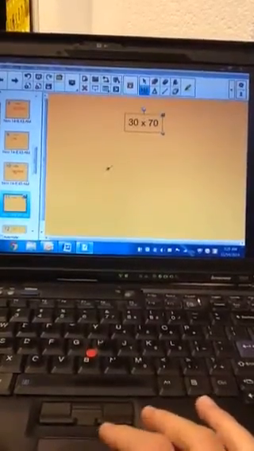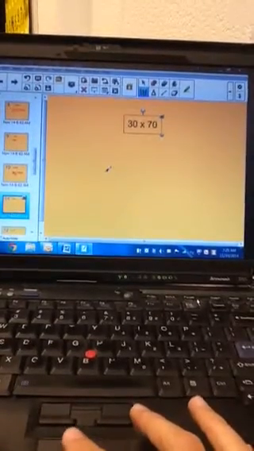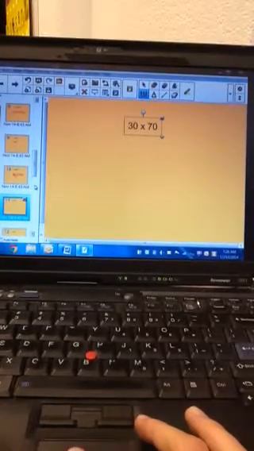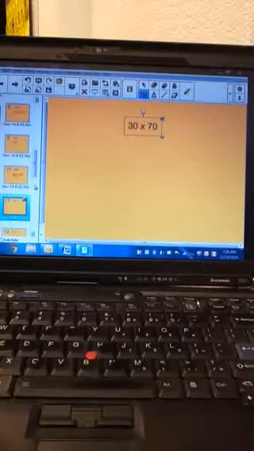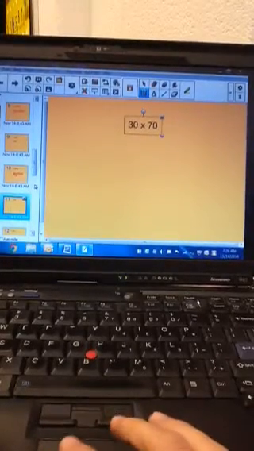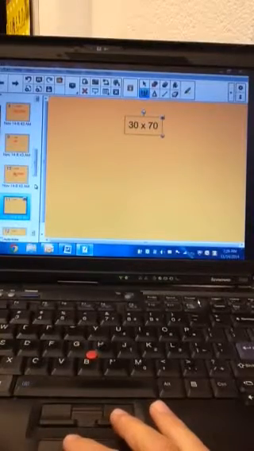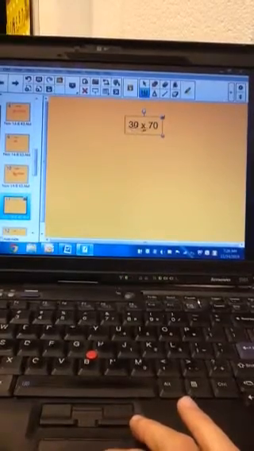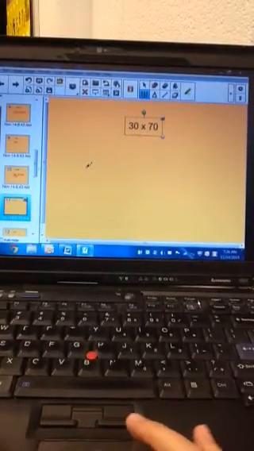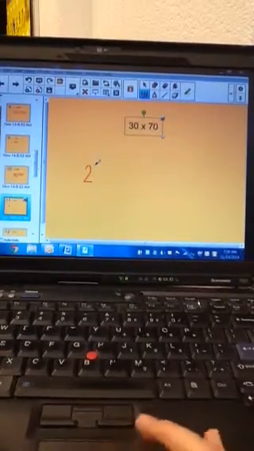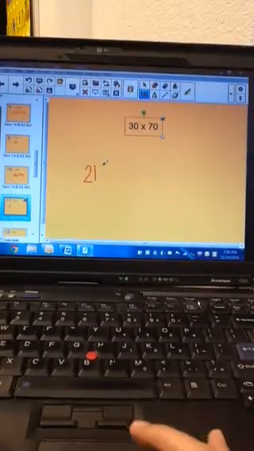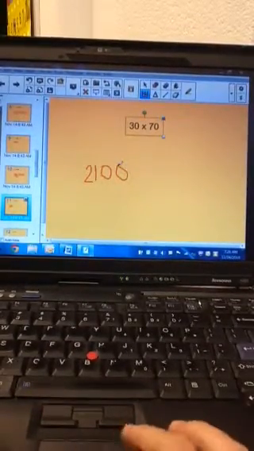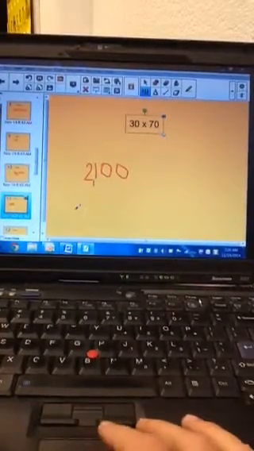Number 11. This one's a little different. 30 times 70. And this would be your number, I believe, 6. Hopefully you and your group decided that to solve this problem you need to take first 3 times 7. And 3 times 7 is 21. Then you have a 0 in the number 30, and you have 1 0 in the number 70. So you have to add both of those zeros. And your answer is 2,100.